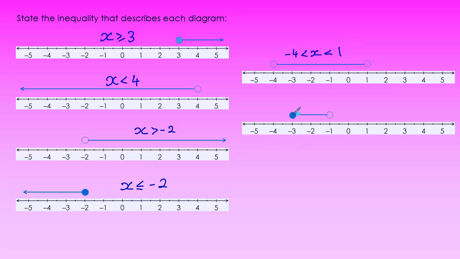With this one, we've got a filled in circle at -3. So x is more than or equal to -3, but this is a blank circle, so it's less than -1.